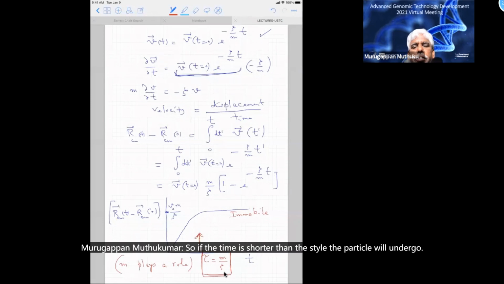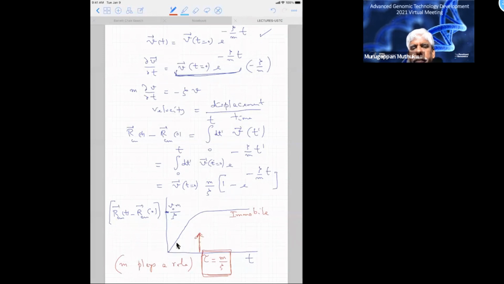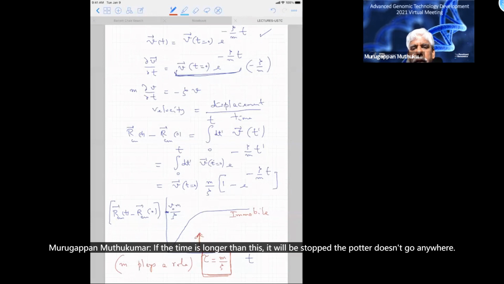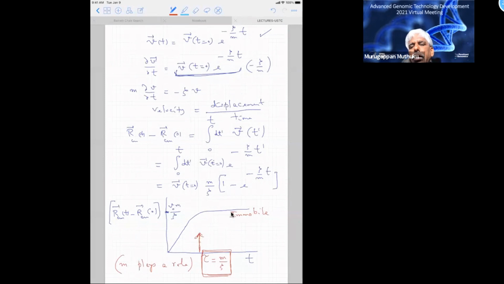So if the time is shorter than this tau, the particle will undergo motion. If the time is longer than this, it will be stopped. The particle doesn't go anywhere. This is the Newtonian dynamics.